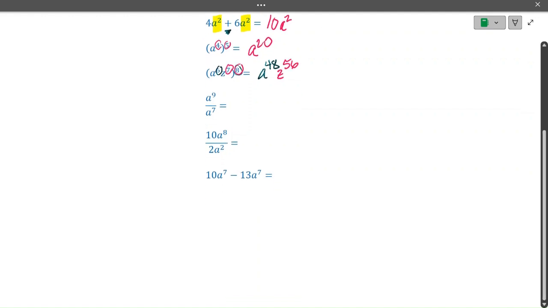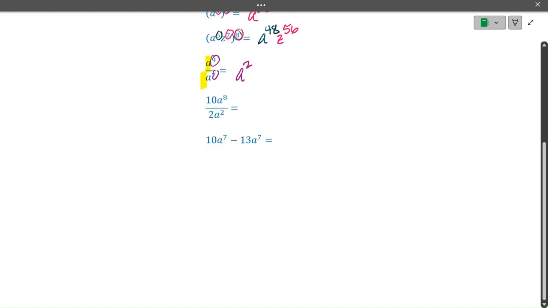Shifting to division, when we have the same base, so we have a, you're going to notice these are all same bases when we're combining. We have a, and we subtract our exponents. When we've got division, 9 minus 7 is 2, so we end up with a squared.